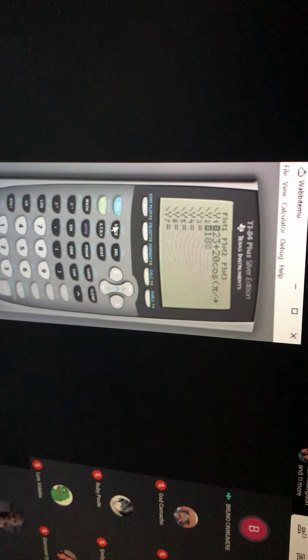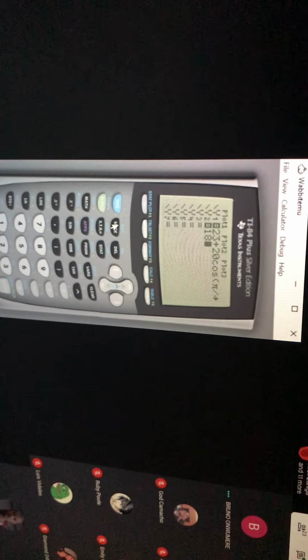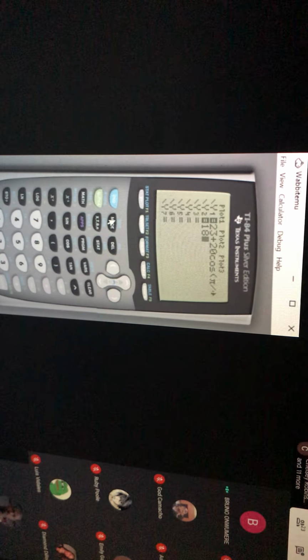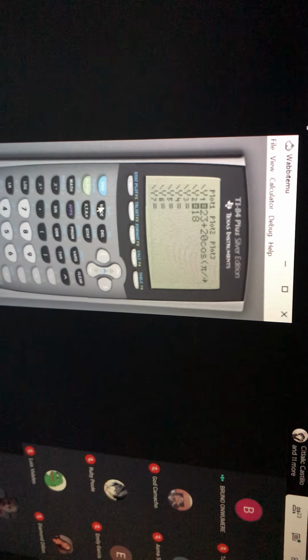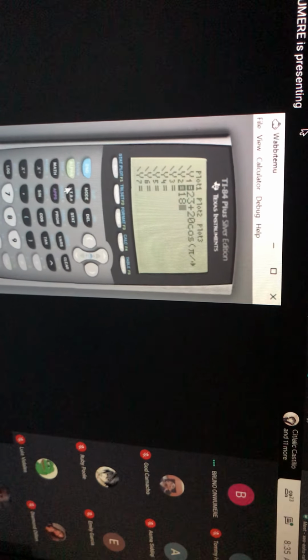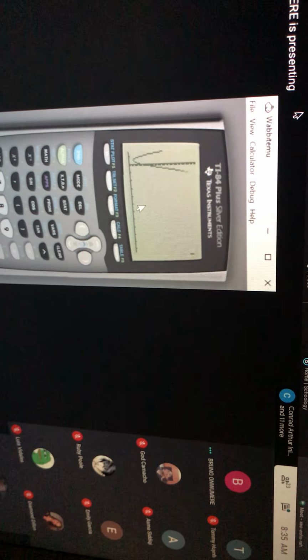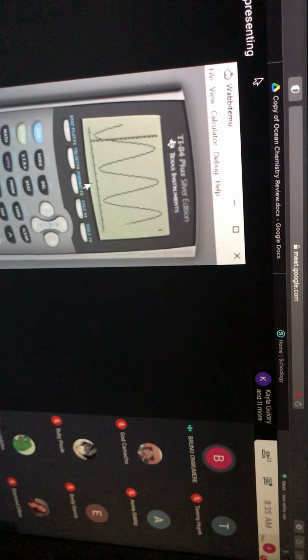When you put 18, you press graph. Everybody follow through. You put 18 in y2, you press graph. If you press graph now, look at what happens. It's going to draw a line through the sinusoid at the height of 18. Now you see a line right there.